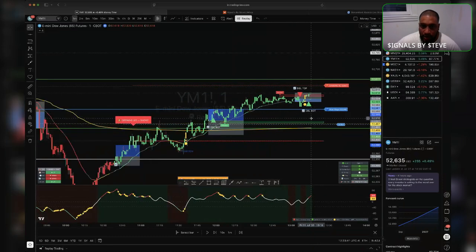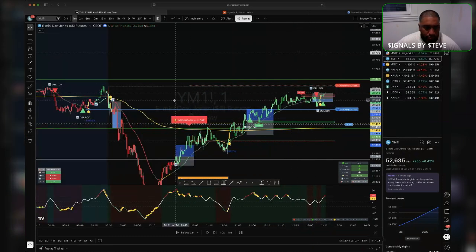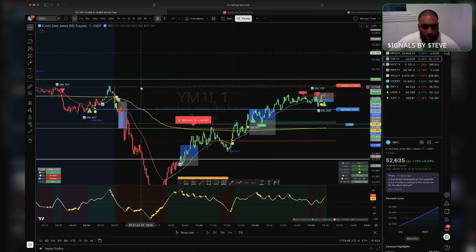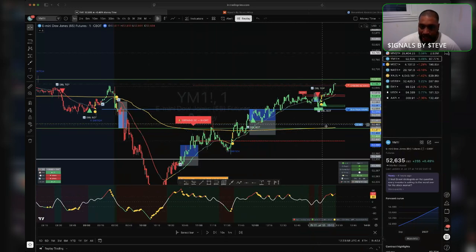So then now we're still green here, and then I can still target this high up here. I can still target this high. And then now we can push on up to the upside and then potentially hit that, and there it is. That hits that right there.